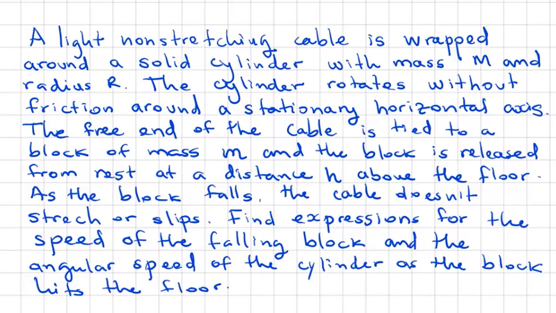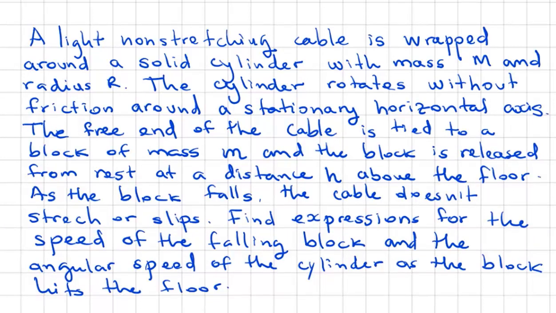In this opportunity we are going to solve a problem related with the conservation of energy. The problem says, a light non-stretching cable is wrapped around a solid cylinder with mass m and radius r. The cylinder rotates without friction around a stationary horizontal axis. The free end of the cable is tied to a block of mass m and the block is released from rest at a distance h above the floor.